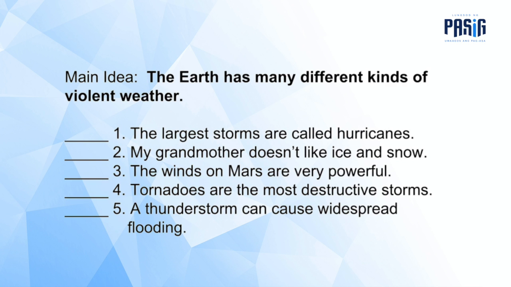Number 3. The winds on Mars are very powerful. Number 4. Tornadoes are the most destructive storms. Number 5. A thunderstorm can cause widespread flooding. Which statements give details to the main idea? Which statements do not support it?